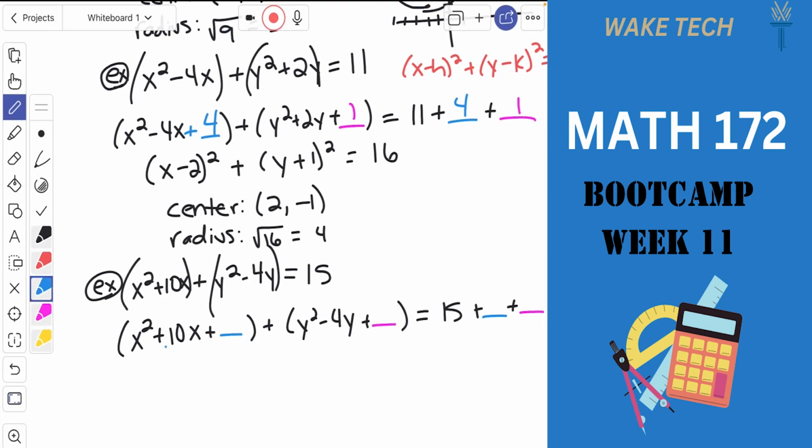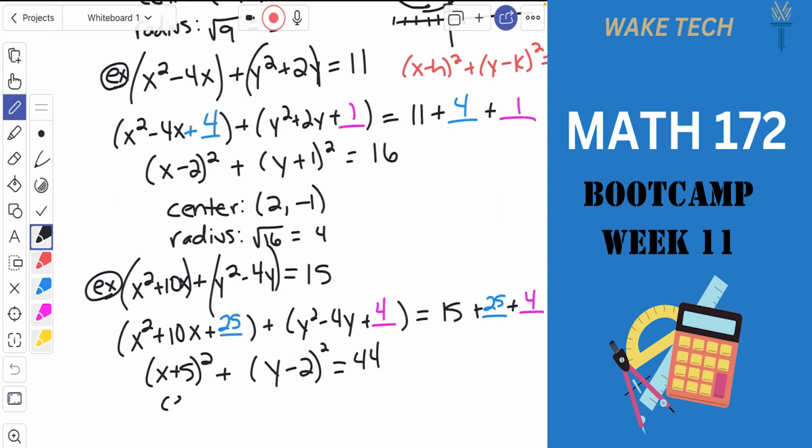For the x's, half of 10 is 5, and 5 squared is 25. For the y's, half of -4 is -2. Square that to get 4. So on the right side, we'll also add 25 and 4. That means for the x's, we now have a perfect square, x plus 5 squared. The y's are a perfect square too, y minus 2 squared. And the right side, 25, 30, 44, yeah.